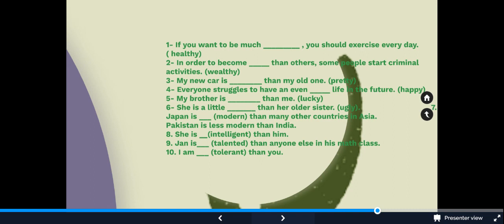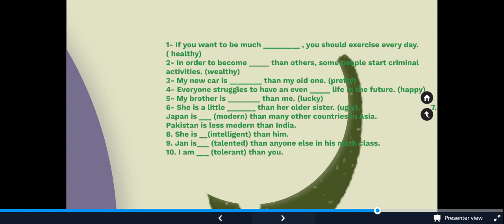Which degree of comparison will you use? Yes, comparative degree. Wealthier. My new car is dash than my old one. Pretty. Than. Comparative degree. Prettier than my old one. Everyone struggles to have an even dash life in the future. Even happier life in the future. My brother is dash than me, lucky, luckier than me. She is a little dash than her older sister, ugly, uglier than her older sister.